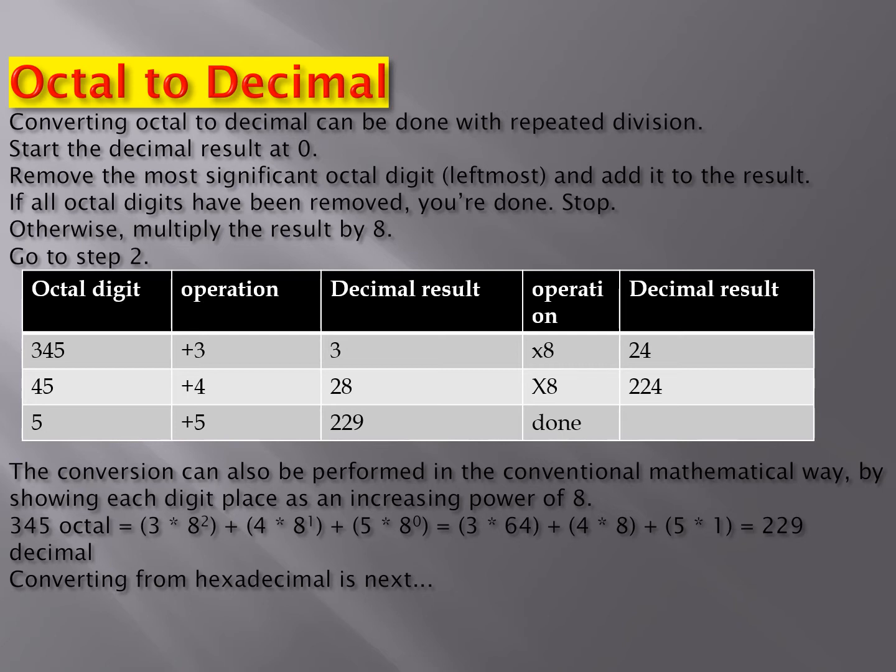The conversion can also be performed the conventional mathematical way by showing each digit place as an increasing power of 8. The octal number 345 is equal to 3 into 8 power of 2 plus 4 into 8 power of 1 plus 5 into 8 power of 0, that is equal to 3 into 64 plus 4 into 8 plus 5 into 1, that is equal to 229 decimal. Converting hexadecimal is next.